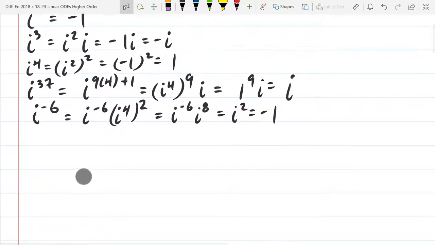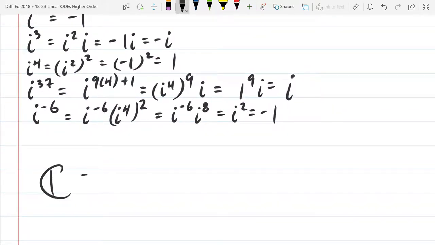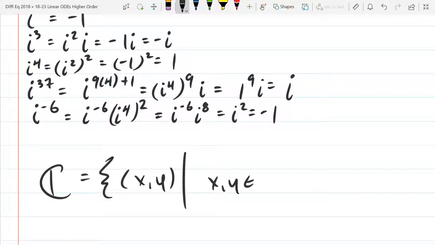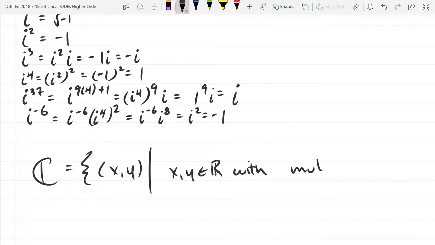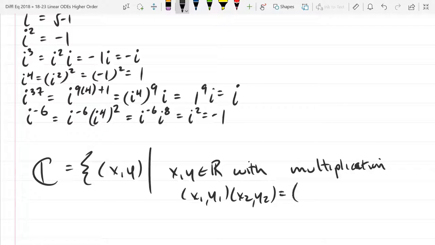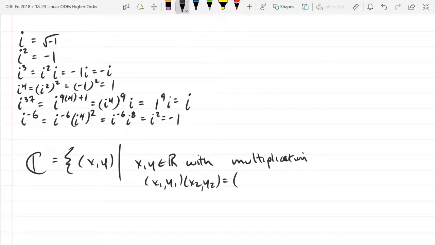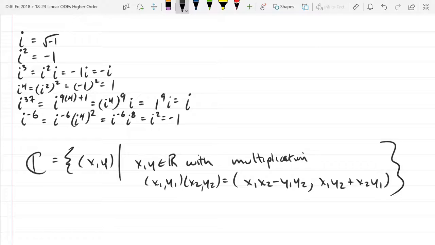So we're going to use, well, first let's define the complex numbers. As a set, you could write them as x, y, such that x and y are real numbers, with multiplication. When you multiply two complex numbers together, it's been a while, I think you get x1 x2 minus y1 y2, that's the real part, and the imaginary part is x1 y2 plus x2 y1. So that's how to multiply with complex numbers.